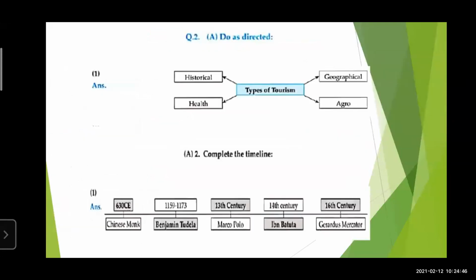Then you have the concept chart. Okay, the types of tourism. There are more types, but you can mention historical, health, geographical, agro.